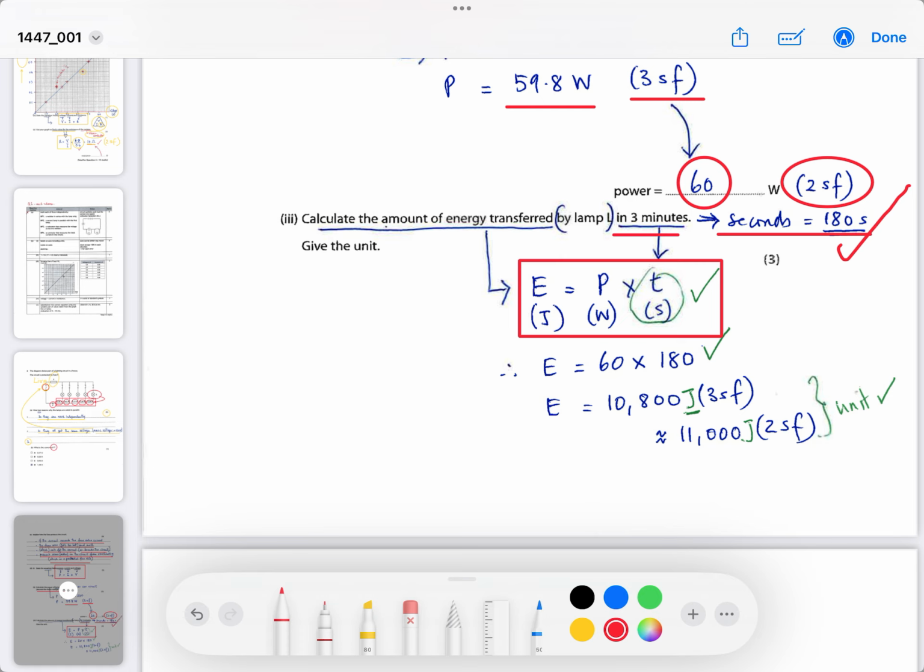Putting the numbers in, so the power was approximately 60 watts, that will be fine. 2 significant figures. And if you use 59.8, that will be fine too. They'll give you 10,800 joules. Don't forget the units, because they haven't given you the units this time. 3 significant figures, and you can round it up to 2 significant figures, and that will be fine as well. Again, remember, the data provided is only known to 2 significant figures, and that's how you know how many significant figures to quote in a physics exam.